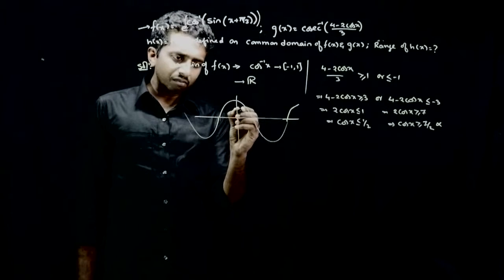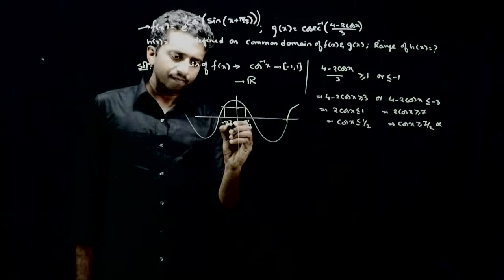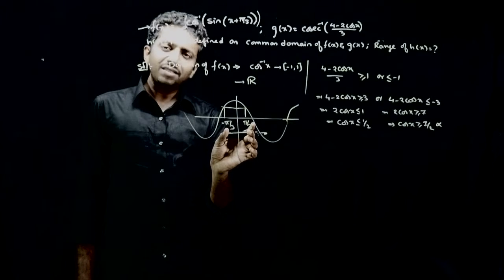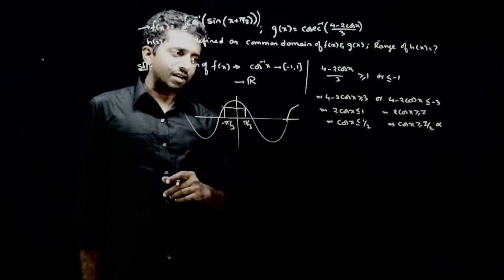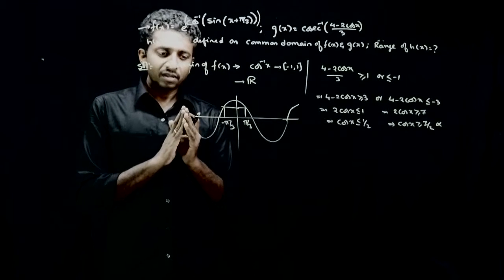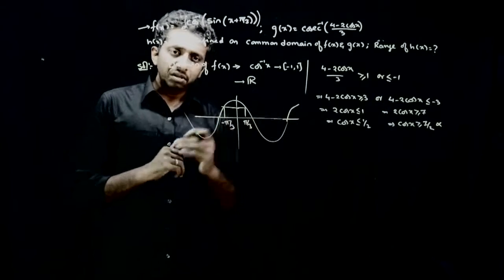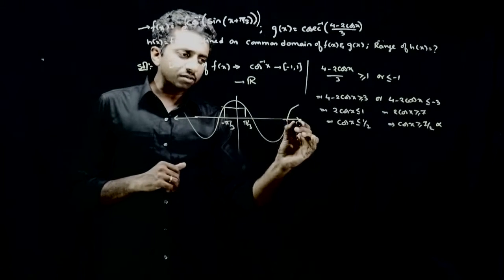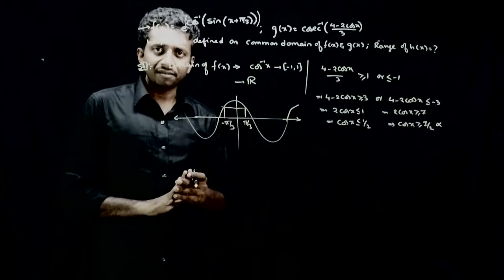So यहाँ pi by 3 है, minus pi by 3. So pi by 3 से minus pi by 3 के बीच में cos x is greater than half. हमको less than half चाहिए. So I don't want these intervals. So real number line है, from all the possible values of x, you have to subtract those values of x where cos x is greater than half.